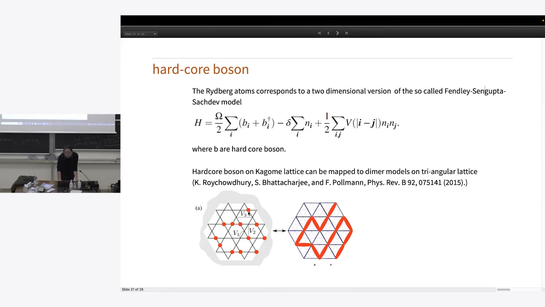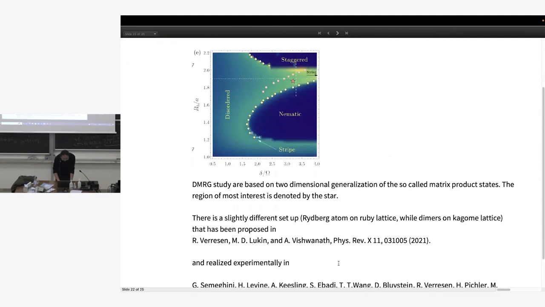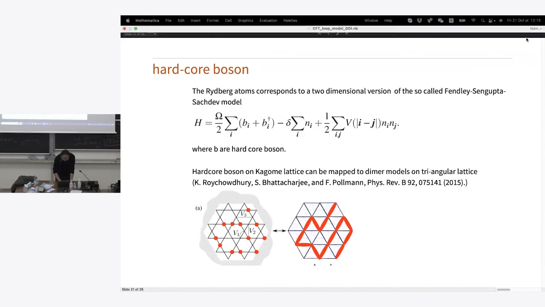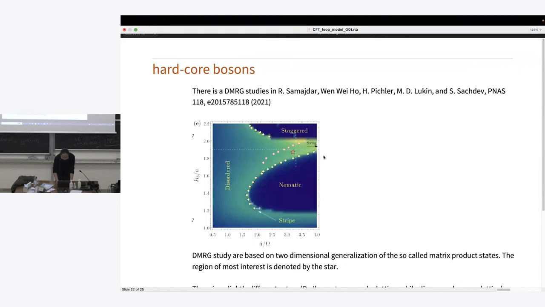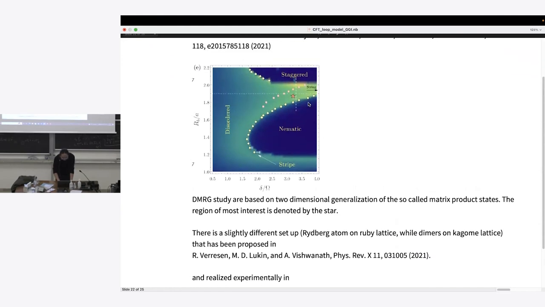For example, the way to map it is basically you have a Kagome lattice and you draw a line here to map it into dimers. So a Rydberg atom model on the Kagome lattice can be mapped, at low energy I believe, into a dimer configuration. So the hope is that the dimer models we simulated on the lattice would be mapped into some real experimental measurements in the future. The same model, the Rydberg atom model, can be simulated using DMRG study. So our claim is that maybe there is a line here corresponding to the dimer models.